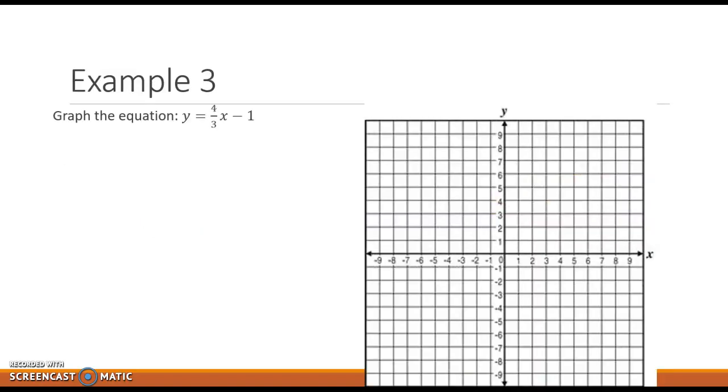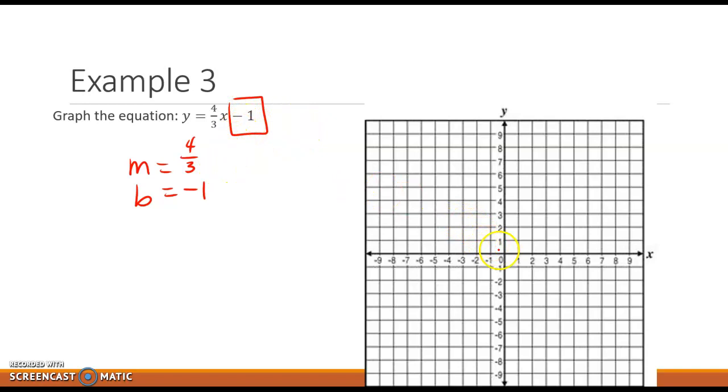So, example, graph the equation y equals 4/3 x minus 1. Now, in your work, I want you to put what m equals and what b equals. That's your work. All right? So, m equals 4/3 for this equation. b equals -1, because remember the sign goes with it.